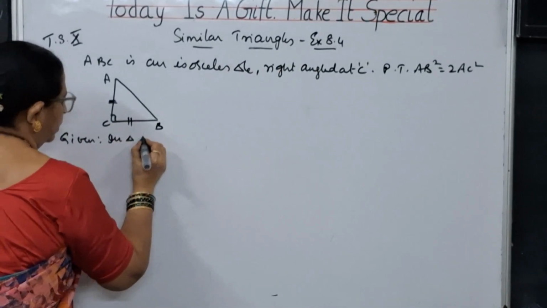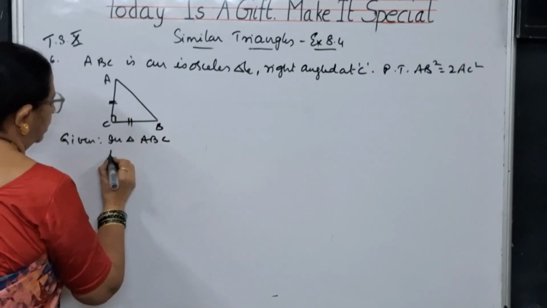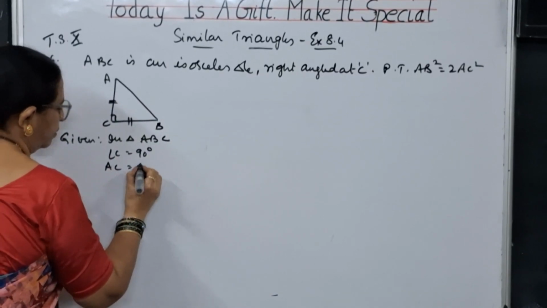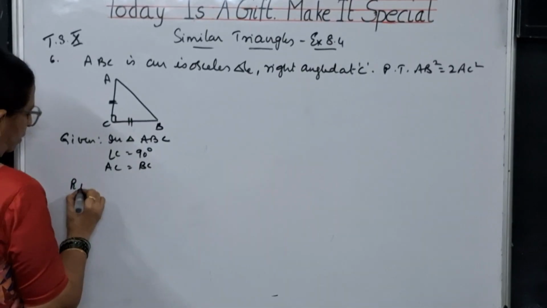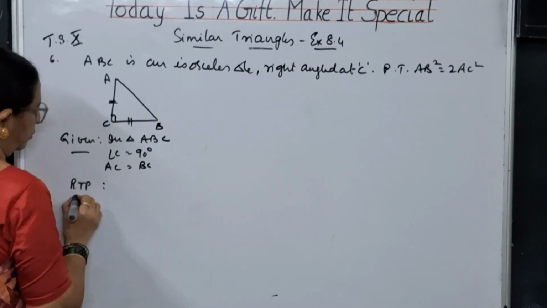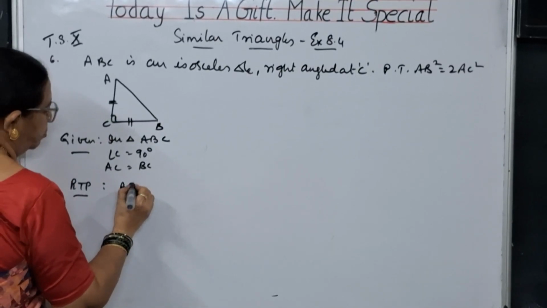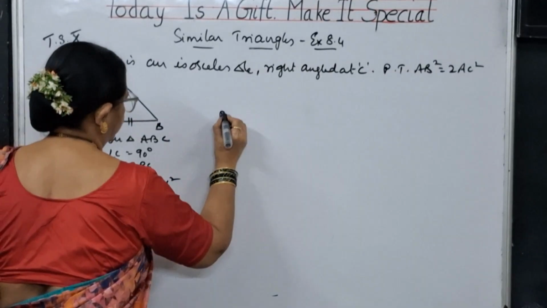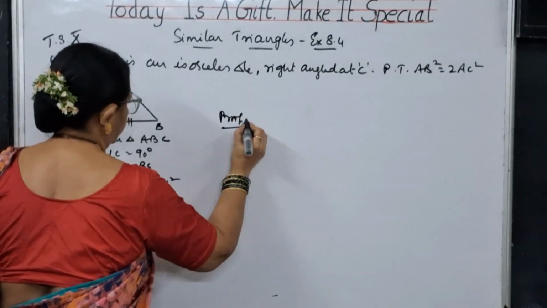In triangle ABC, angle C is 90 degrees and AC is equal to BC. What is RTP? You have to prove that AB square is equal to 2AC square. So, let us see the proof here.